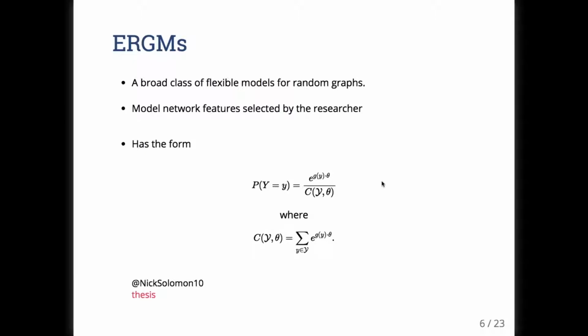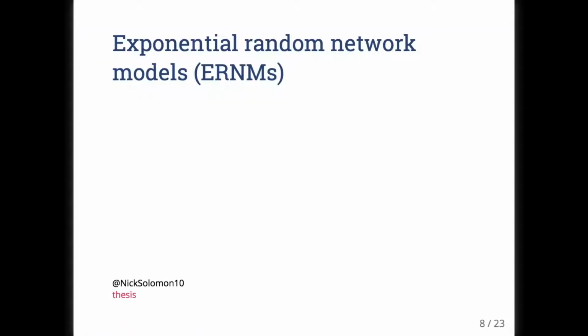That normalizing constant is particularly important. If you take a look at that function c of script y, theta, you'll see that it's a sum over all y in script y, where script y is the support of the random variable. That's going to be all the possible random graphs in our sample space of e to the g of y dotted with theta. So this quickly becomes impossible to calculate. This is a completely intractable normalizing constant because of the huge number of possible random graphs. Even if we have 10 vertices, which is a very small number in most applications, the number of graphs on 10 vertices is something like 2 to the 45, unless I'm mistaken, which is a huge number.